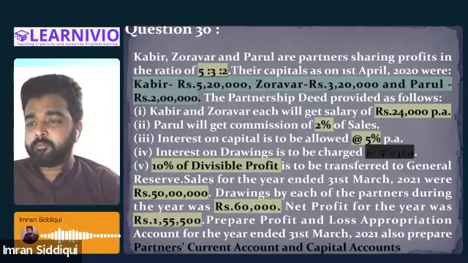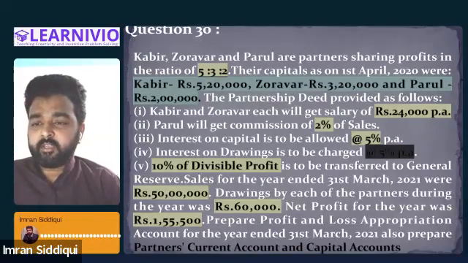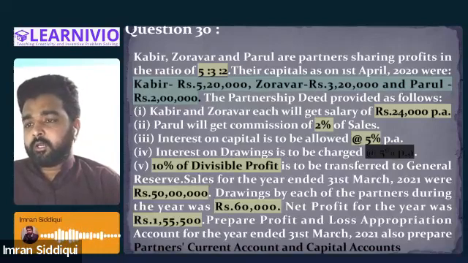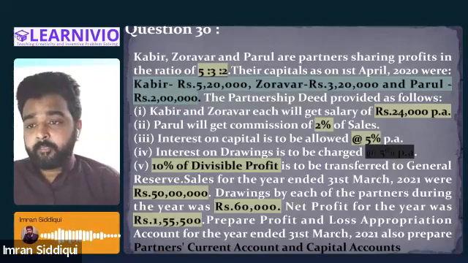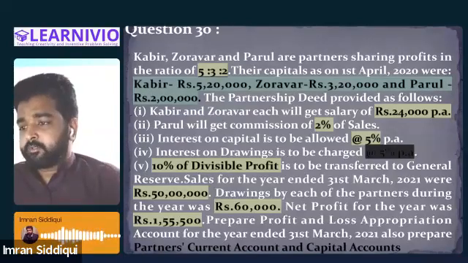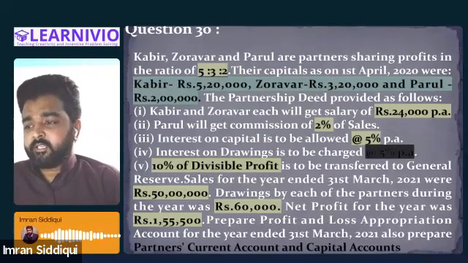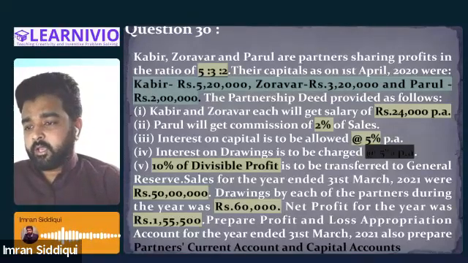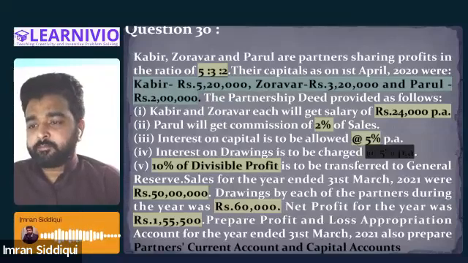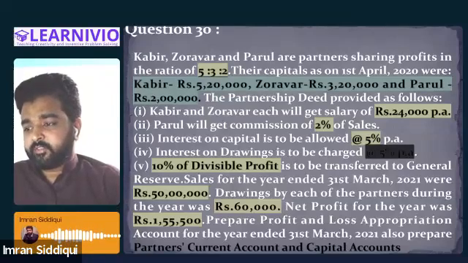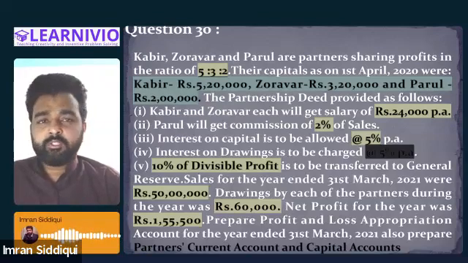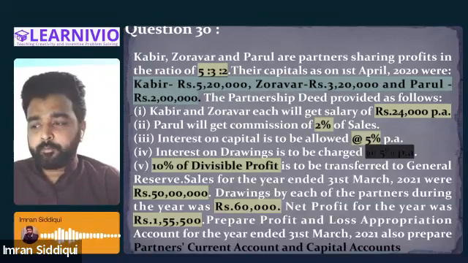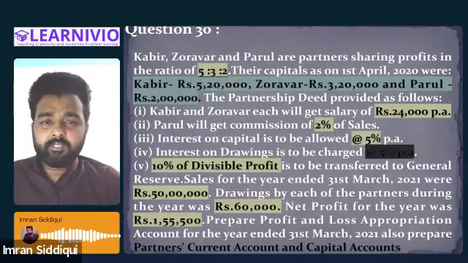Interest on capital will be allowed to both the partners at 5% per annum. Apart from this, partners will be subject to interest on drawing at the rate of 5% per annum. 10% of the divisible profit is to be transferred to the general reserve. Sales for the entire year is given as 50 lakhs. Drawing by each of the partners during the year was 60,000. And we have been provided with the net profit of the entire year, which is 1 lakh 55,500. Based on the above information, we need to prepare the profit and loss appropriation account as well as the partners' current and capital account.